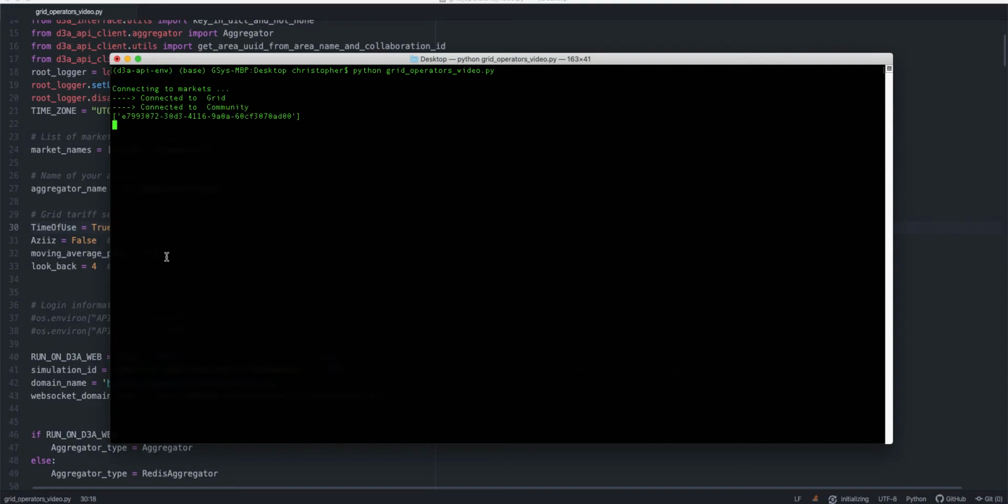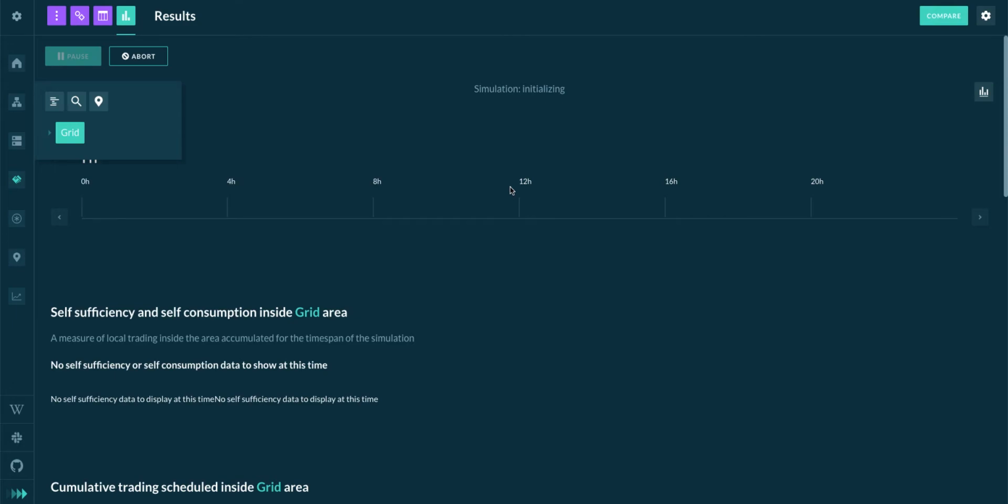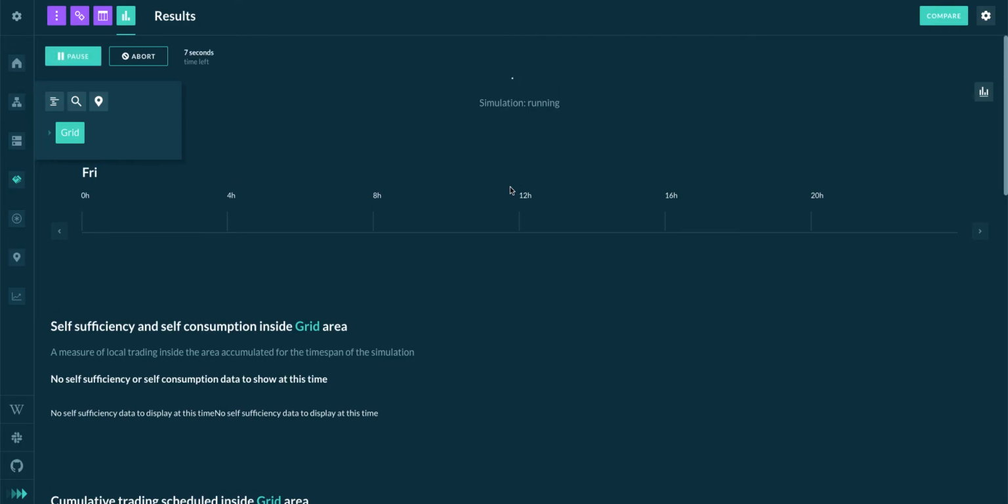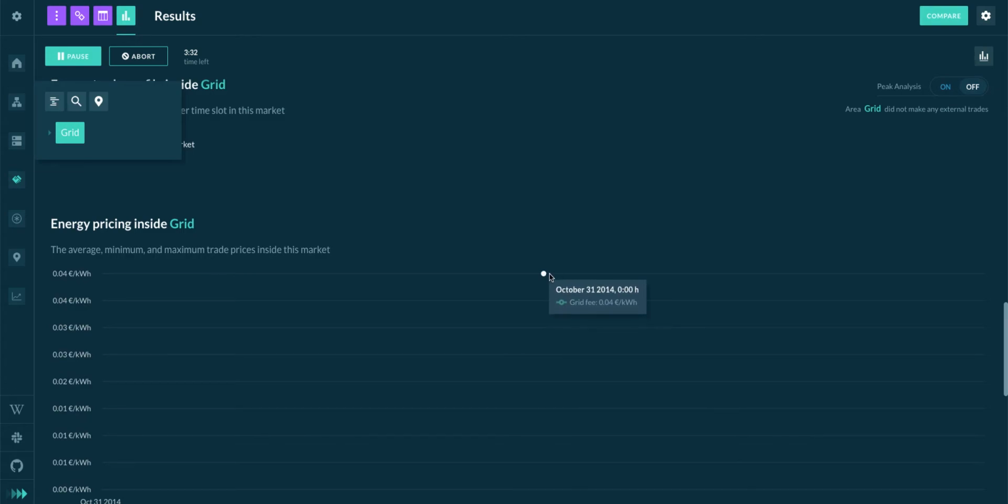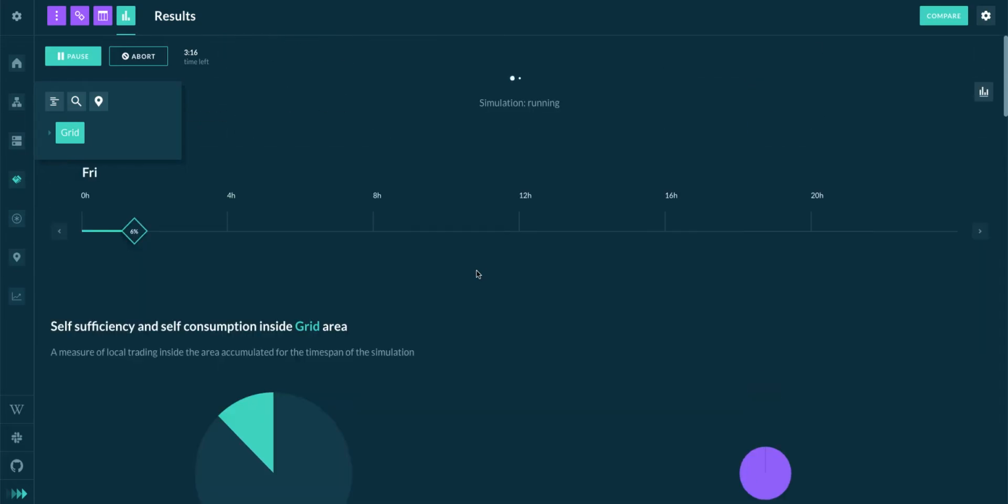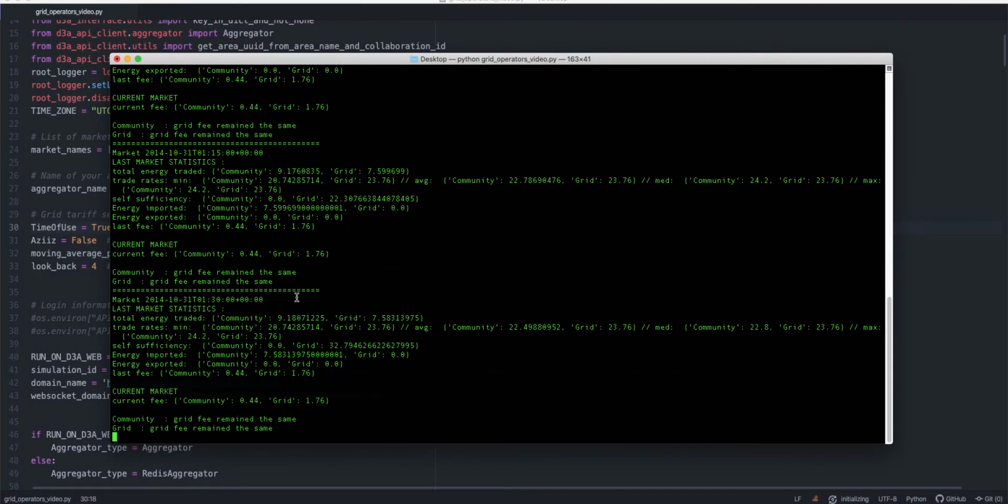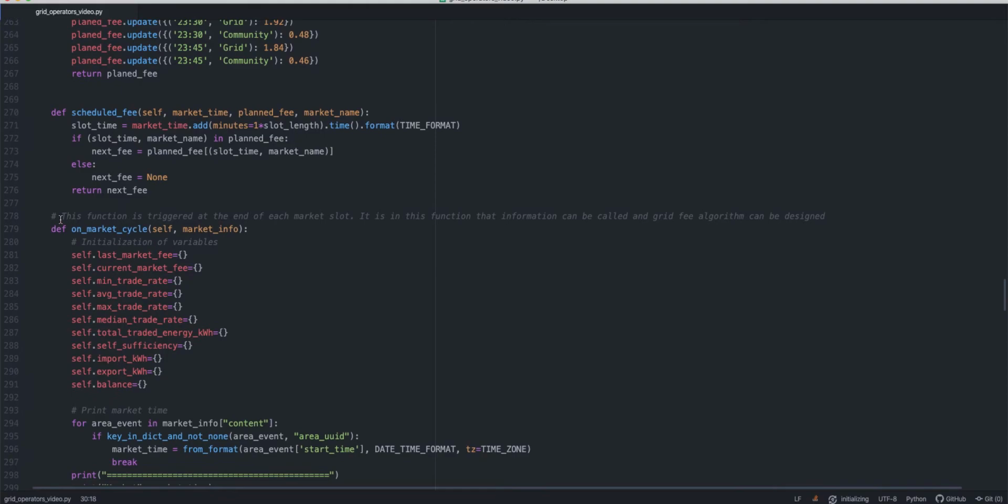I'm connecting to the two markets, the grid and the community. Once I'm connected, I'm launching the simulation. Let's see. Okay, perfect. Now it's running. The script is triggered every market slot with the on-market cycle.